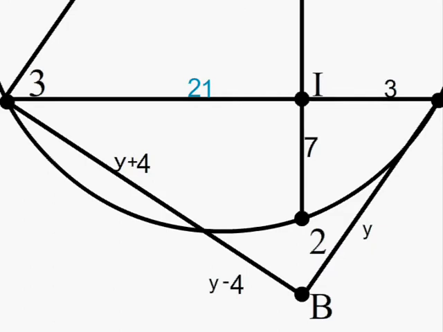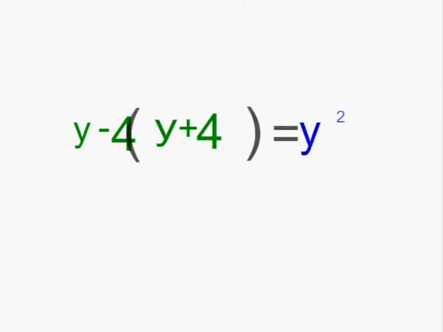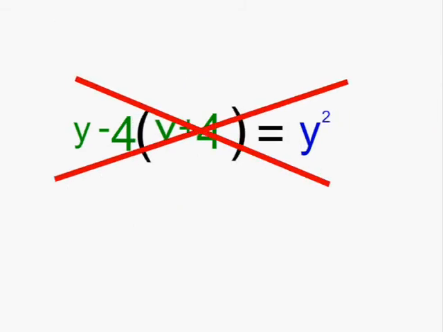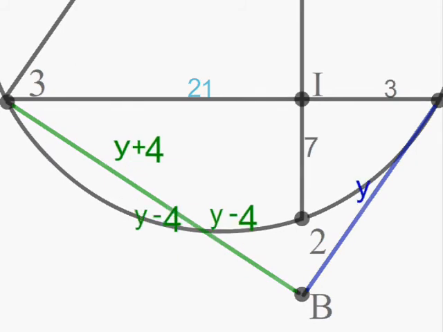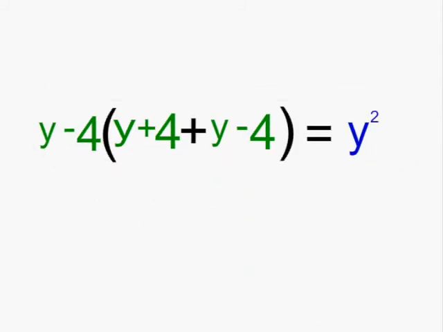Okay. First, I must explain the relation between these two. If a secant and tangent coming from a common point touch the same circle, then the tangent length squared equals the external secant segment times the whole secant segment. I think I understand. That means that y squared equals y minus 4 times y plus 4? Close, but wrong. You didn't multiply the whole secant segment. Right, sorry. Y squared equals y minus 4 times y minus 4 plus y plus 4.